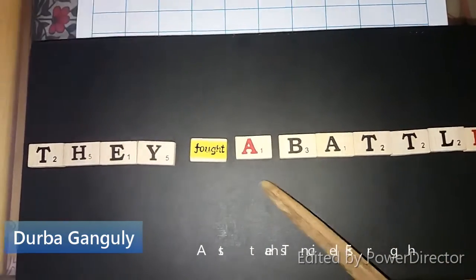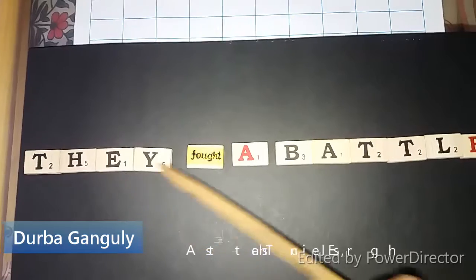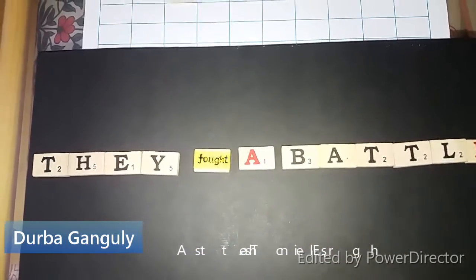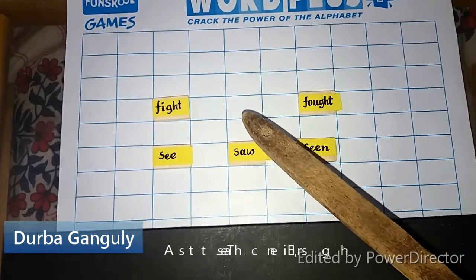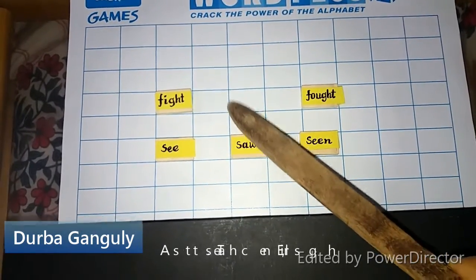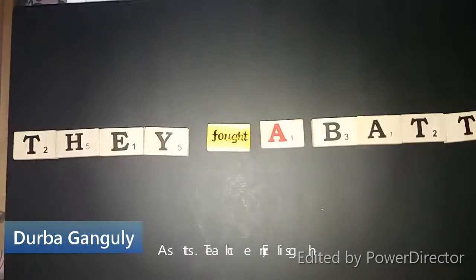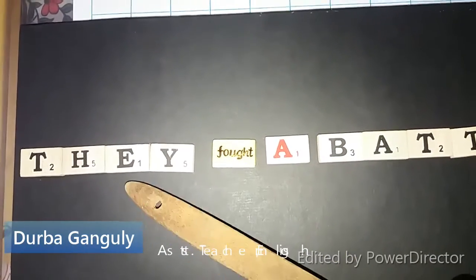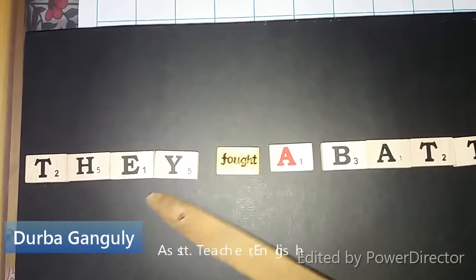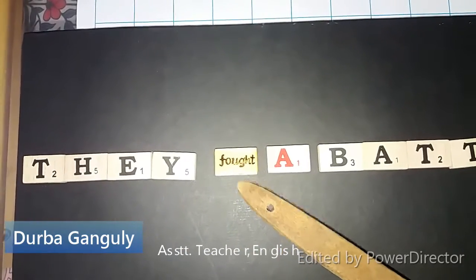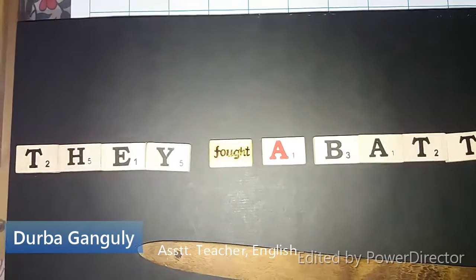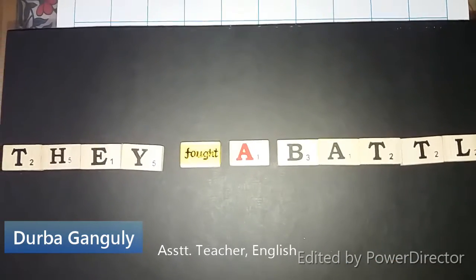These all make a complete sentence. They fought a battle. So what did we do? We just took out this second form, the past tense, and put it after the subject. They fought. Only fought. Fought is the past tense.